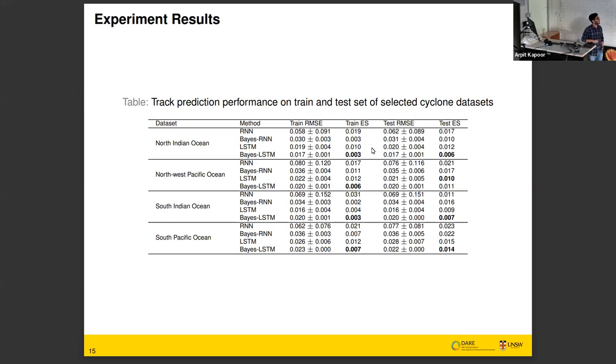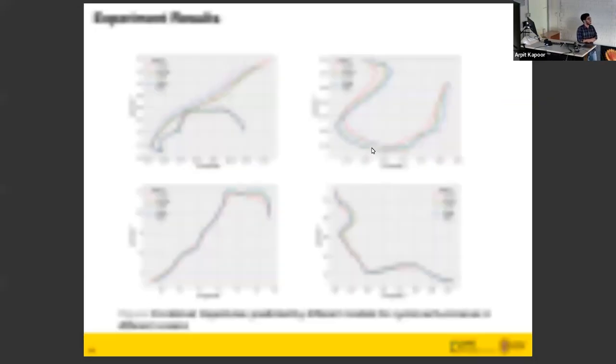Even in the case of RMSE values, you'll see that the Bayesian versions provide a good estimate of these values, and they are pretty close to the values that we achieve from multiple runs of RNN and LSTMs. So we can conclude with these results that we are able to provide a good approximation of the posterior using the variational method that we've introduced.